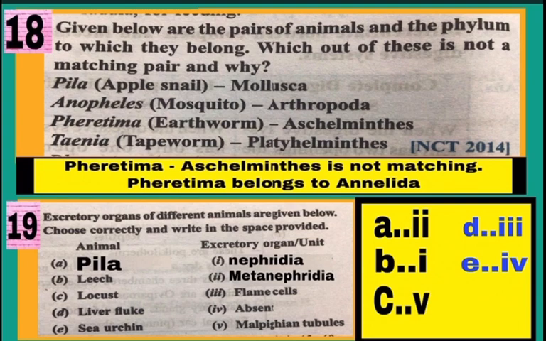Question number 19. Excretory organs of different animals are given below. Choose correctly and write in the space provided. Aapko yahan par animal ka naam diya hua hai aur excretory organs diye hue hain aur aapko match karna hai. A. Pila. It has metanephridia, number 2. Leech. It has nephridia, number 1. C. Locust. Locust has malpighian tubules, number 5. Then liver fluke. Liver fluke has flame cells, number 3. And sea urchin. Sea urchin has no excretory organ, number 4.